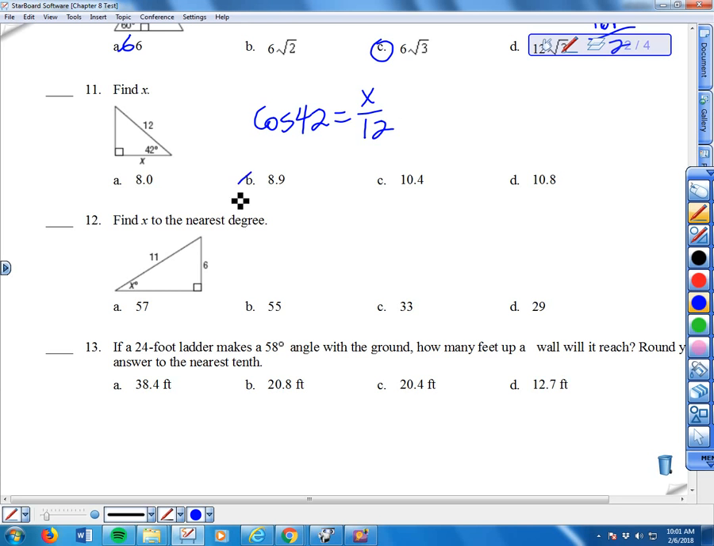Next one, opposite over hypotenuse is sine. And I'm finding an angle, so I'm going to take the inverse sine. Inverse sine of 6 over 11 is 33 degrees.